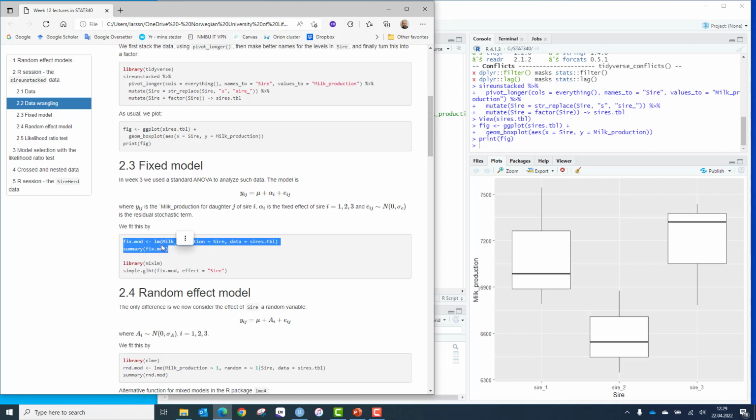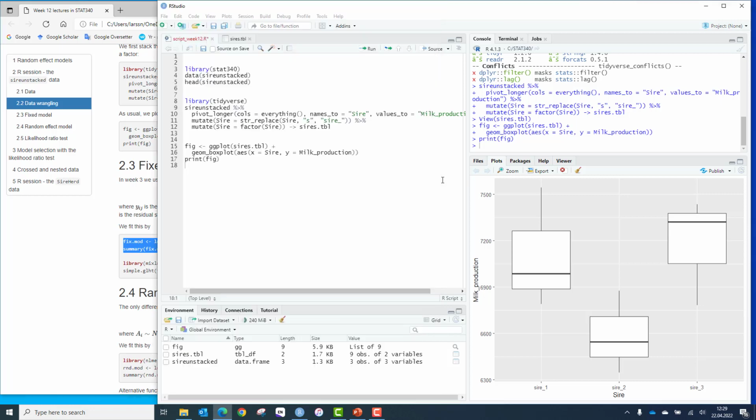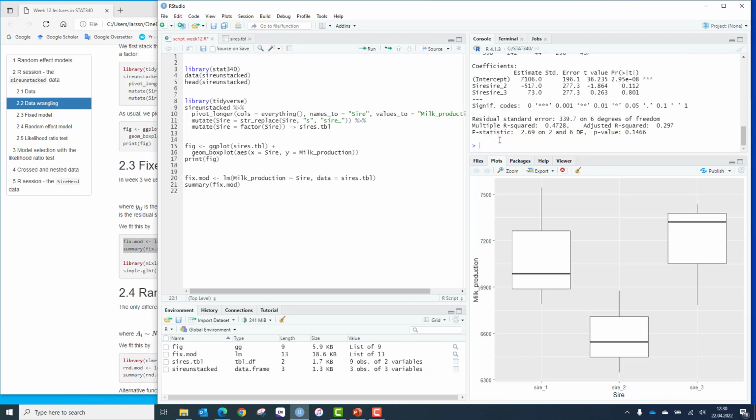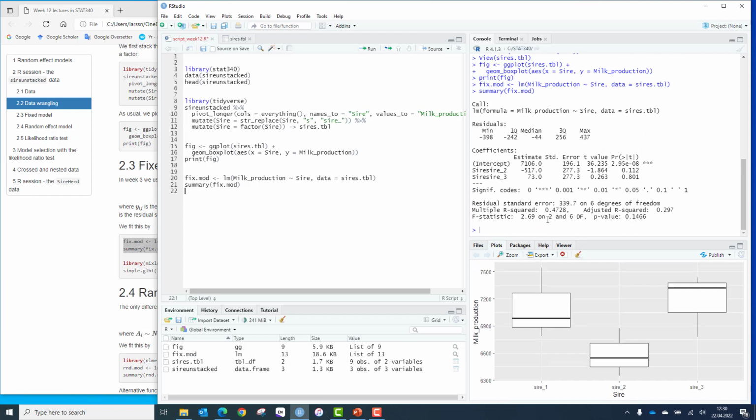So let's just fit this fixed model based on these data. And that's straightforward with lm. Milk production as response and sire as the predictor, this is a simple one-way ANOVA. Couldn't be simpler. And here we have the summary, and we can see the F statistic indicates there is no real effect of sire here. The p-value is a little bit too large, I would say.